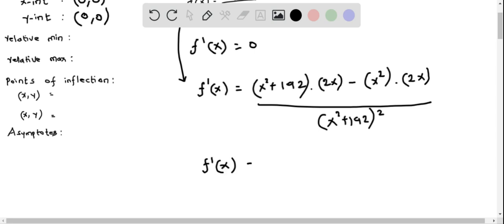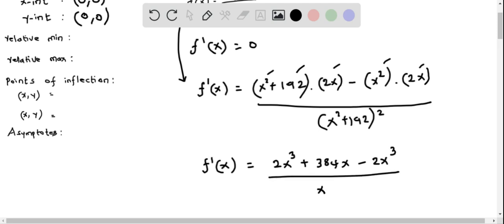So first let's simplify this. We distribute this 2x with the terms x squared and 192. So 2x times x squared is 2x cubed, plus 192 times 2x, we multiply the 192 with the 2, which is 384x, minus 2x times x squared, which is 2x cubed, and this is over x squared plus 192 quantity squared.